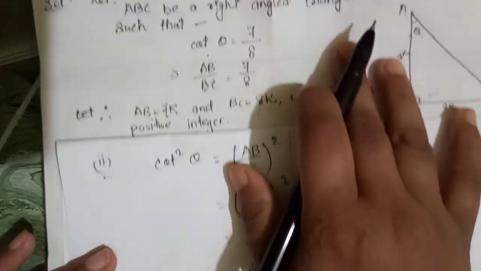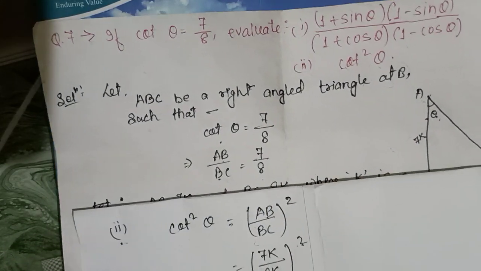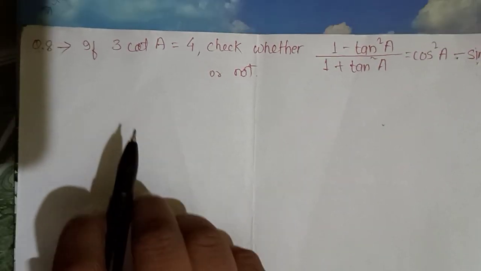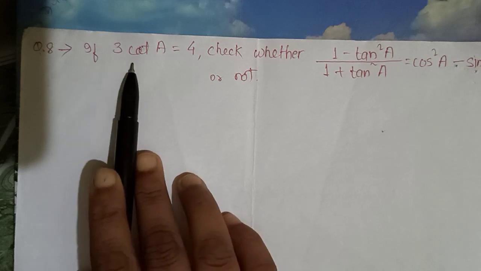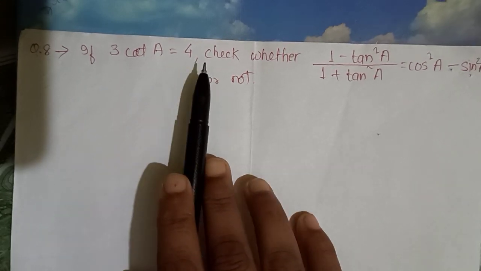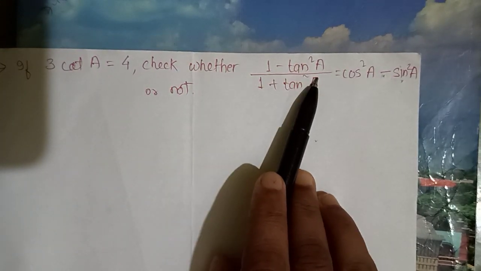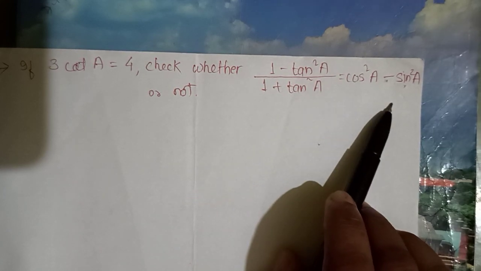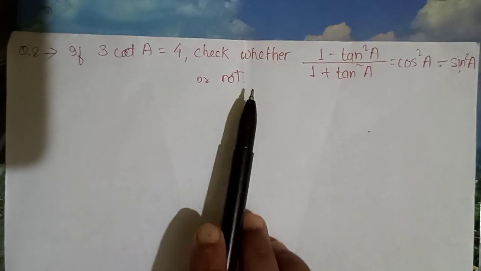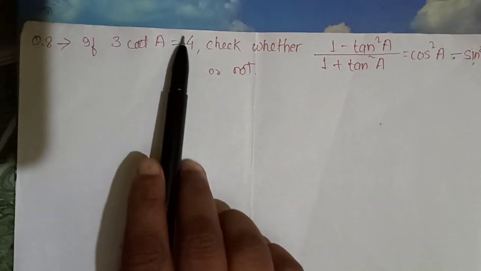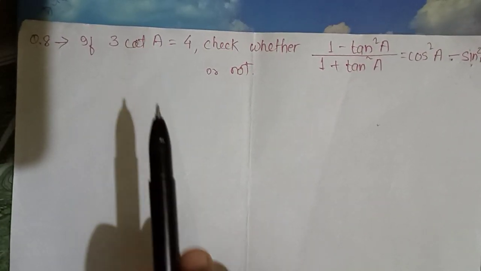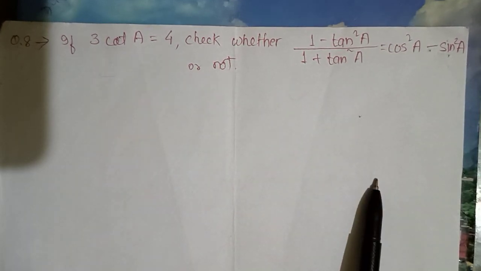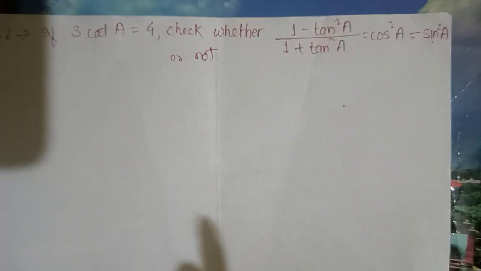So this was our question number 7. Now we will start question number 8. So here we have question number 8: if 3 cot A equals 4, check whether 1 minus tan square A by 1 plus tan square A equals cos square A minus sin square A. So same, first of all we have to work with this given trigonometric ratio. First we will find the values of the unknown sides from the Pythagoras property, then we will work here. Okay, so let us start.